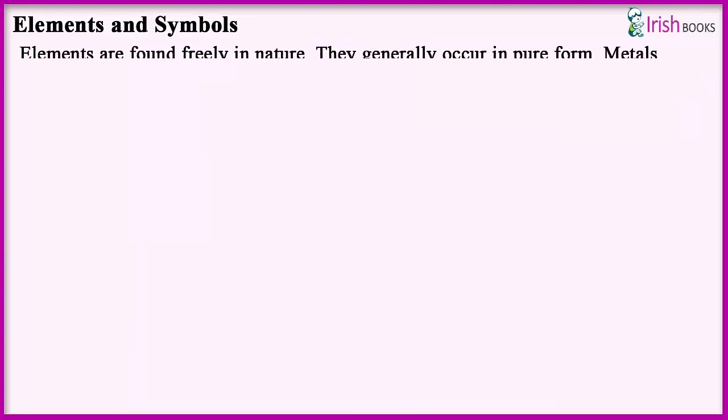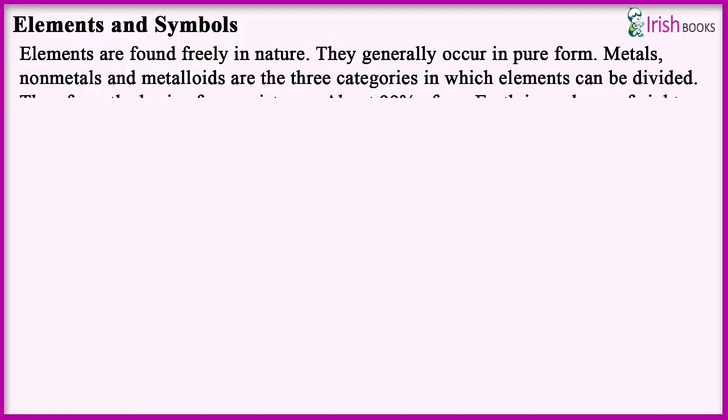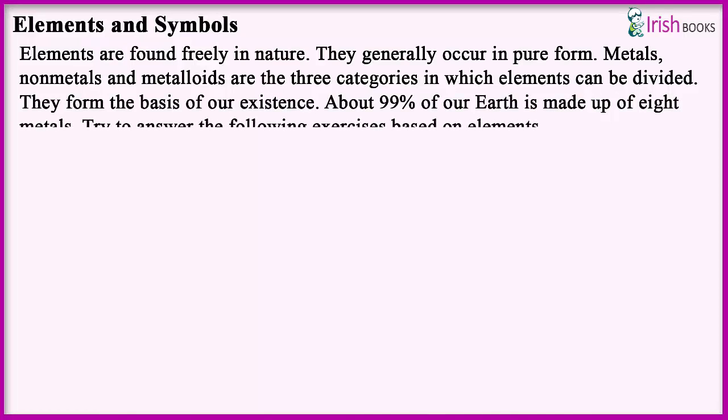Elements and symbols. Elements are found freely in nature. They generally occur in pure form. Metals, non-metals, and metalloids are the three categories in which elements can be divided. They form the basis of our existence. About 99% of our Earth is made up of 8 metals.